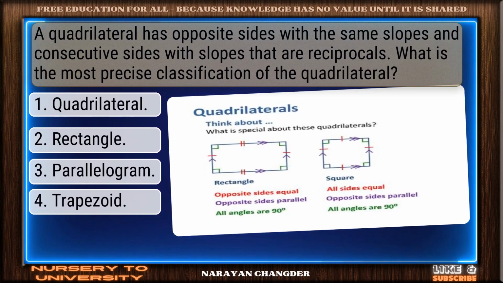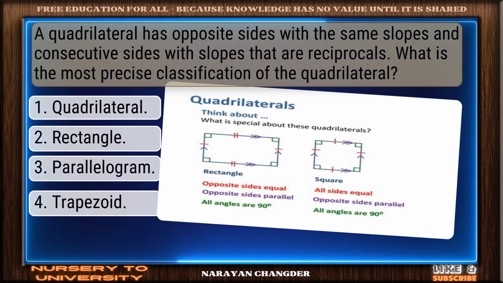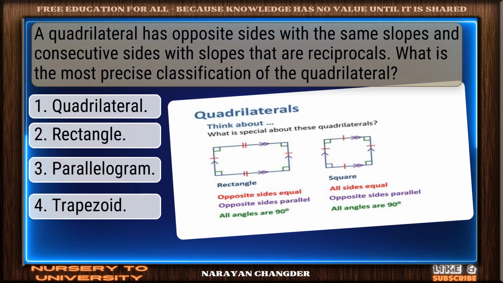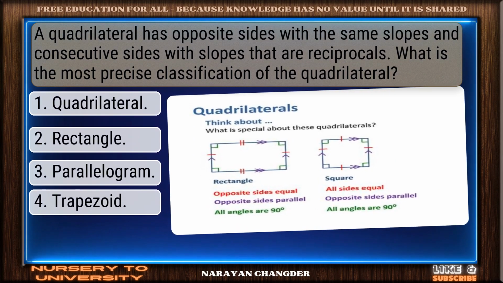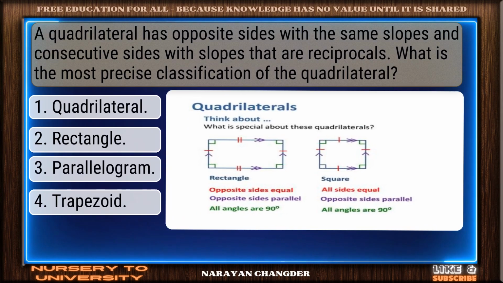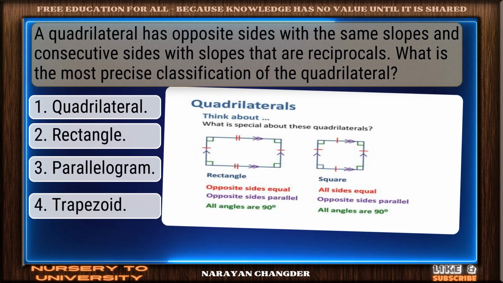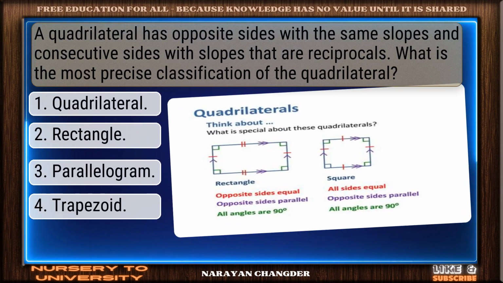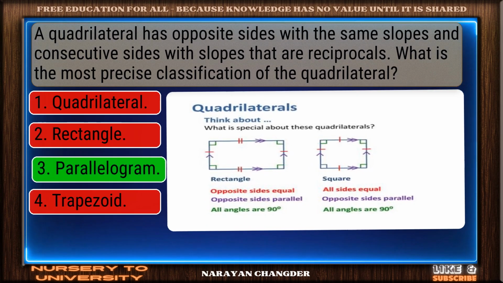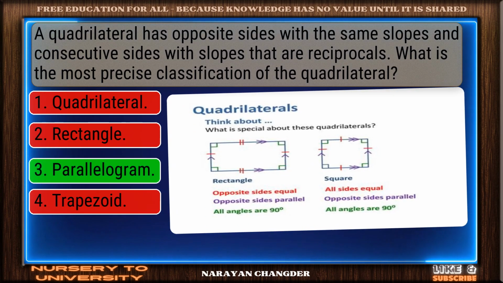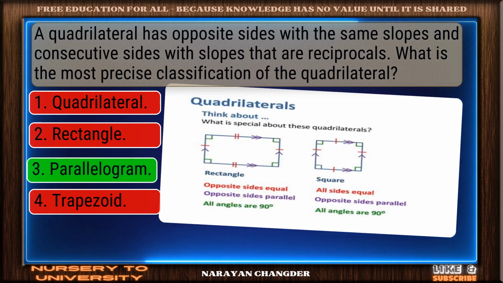Question number 8. A quadrilateral has opposite sides with the same slopes and consecutive sides with slopes that are reciprocals. What is the most precise classification of the quadrilateral? Great thinking. Parallelogram is the right choice.